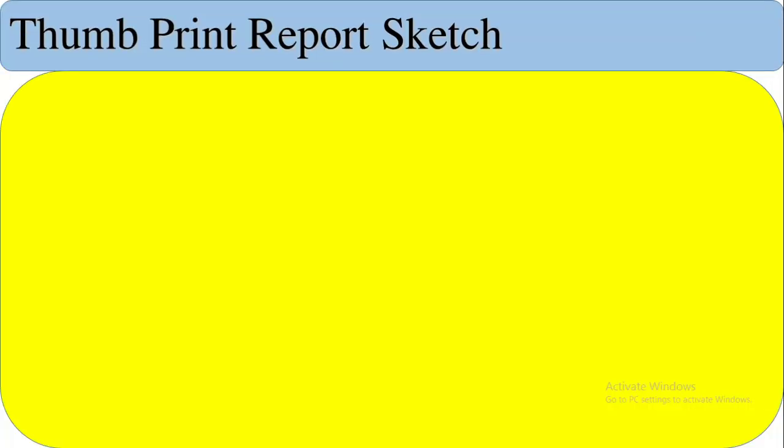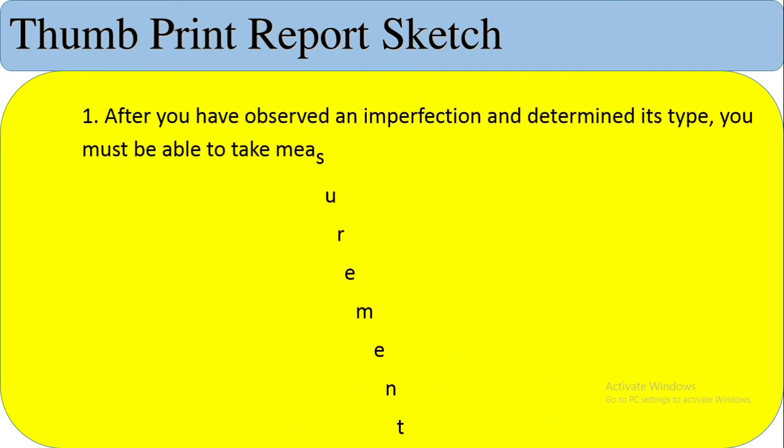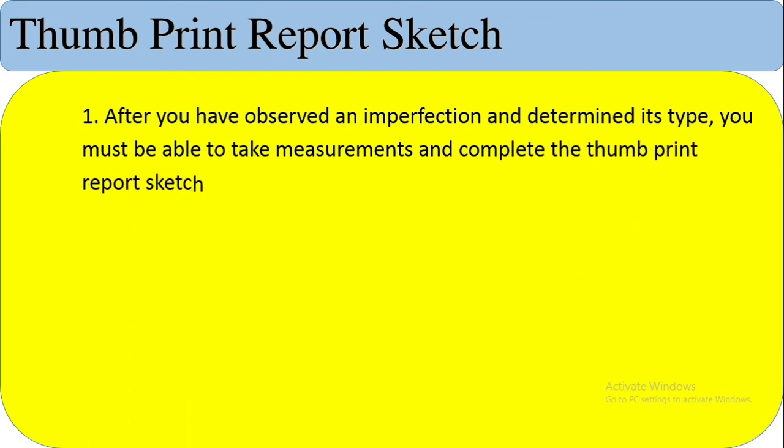So the thumbprint report sketch: how it looks like, and what the requirements are before you start. First, after you have observed an imperfection and determined its type, you must be able to take measurements and complete the thumbprint report sketch. Means you observe one imperfection and determine its type. You must be able to take measurements for that particular defect and complete the thumbprint report sketch.